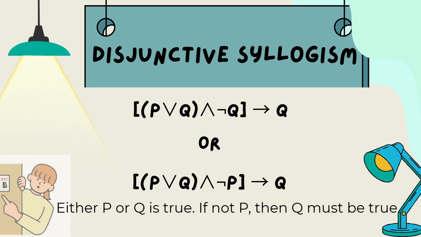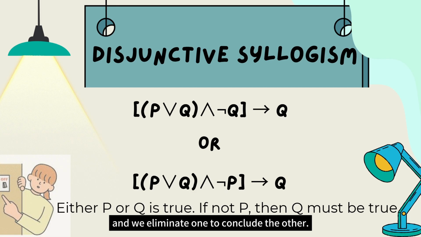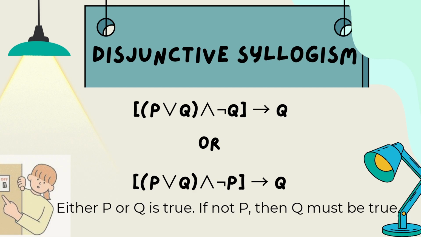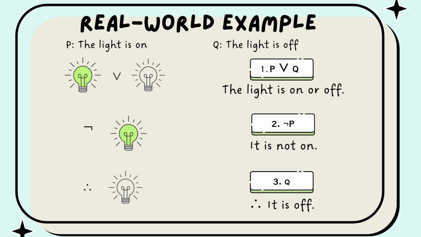Next, the second rule, disjunctive syllogism. This rule works when we have two possibilities and we eliminate one to conclude the other. The logic goes like this. If P or Q is true and P is not true, then Q must be true. Here's a real-world example. Premise 1. The light is either on or off. Premise 2. The light is not on. So, what's the conclusion? The light must be off.